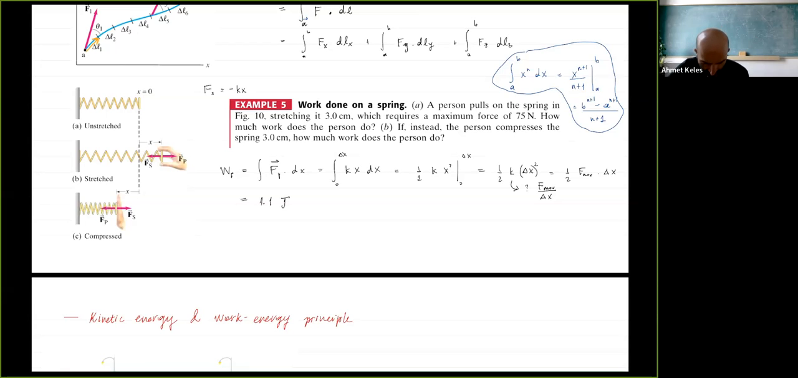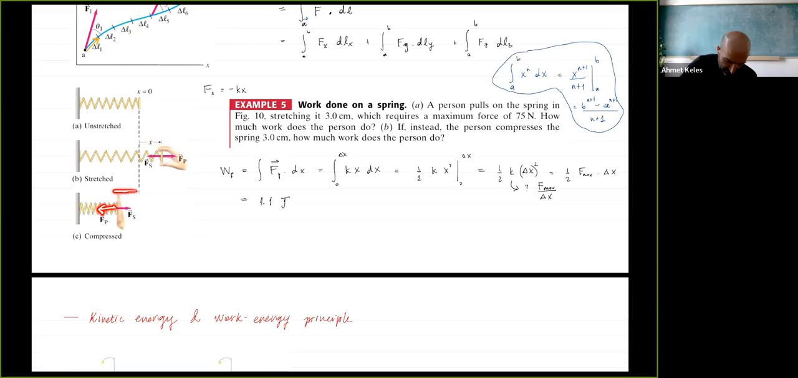And B, if instead the person compresses the spring rather than stretching 3 centimeters, how much work does the person do? Here, the force was in that direction and the displacement delta x was also in that direction. Now we are supposing the force is in that direction because the person is pushing it. You have to push the spring to compress. But now we see that the displacement here is also in that direction.